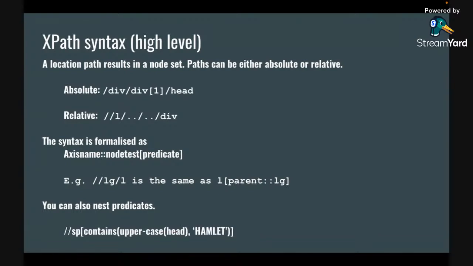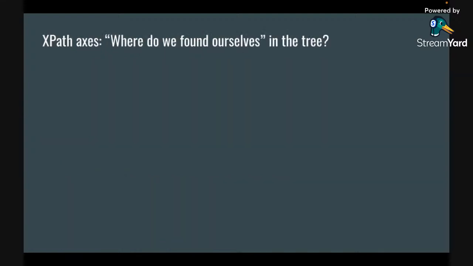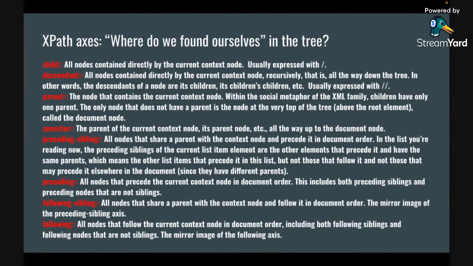So in this case, we have a relative path that says take me to any speech element, SP, that contains the uppercase string Hamlet within its head. Now, I've mentioned axes already in the formal model of XPath expressions, and this just gives you a full list of all of the XPath axes that we tend to use. I'm not going to review them all here, but this is just to show you for reviewing purposes how you can navigate through the tree.